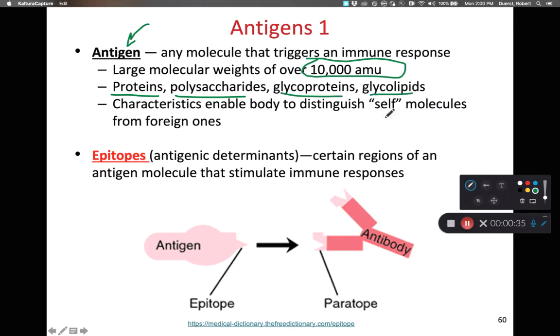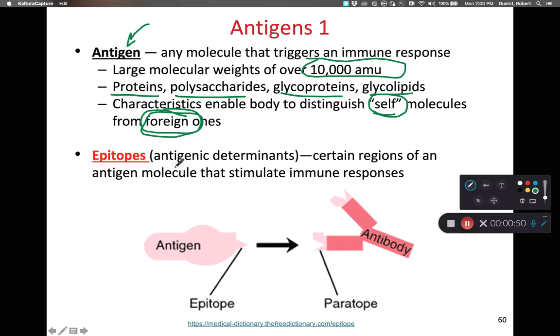And we use antigens all the time in our bodies. We can use them to say, hey, this belongs in our body. This is a self molecule. Or, hey, this is an invader. This is a foreign molecule that does not belong in our bodies. So that's what we use these antigens for.